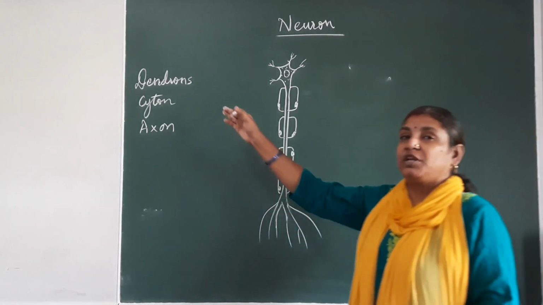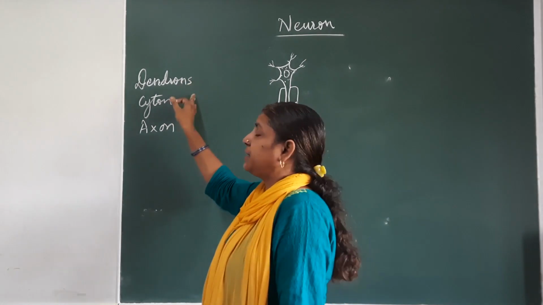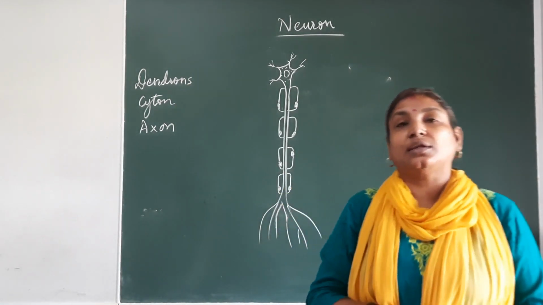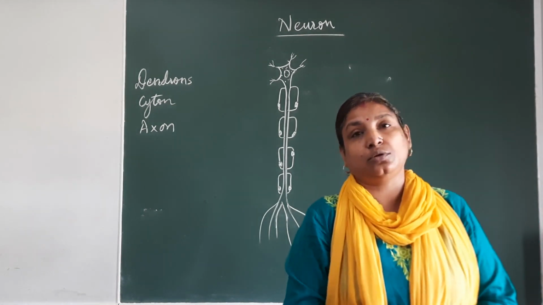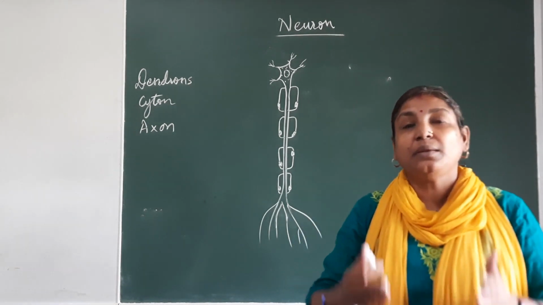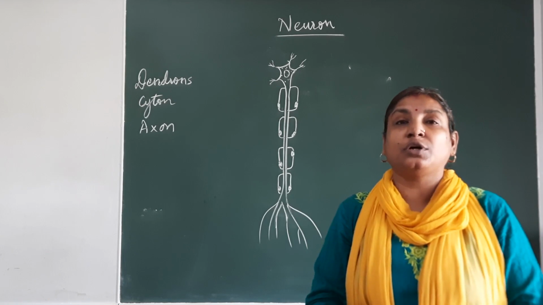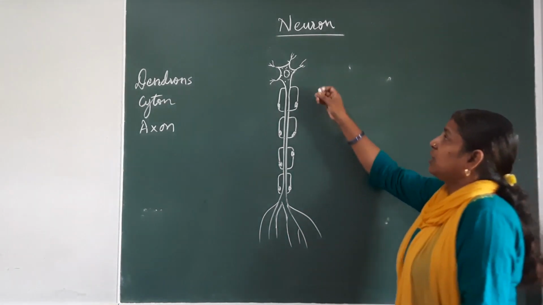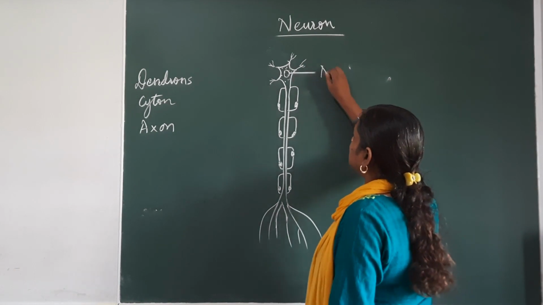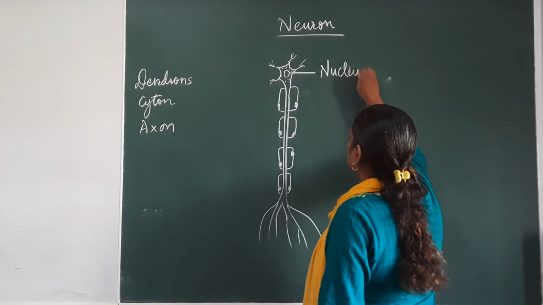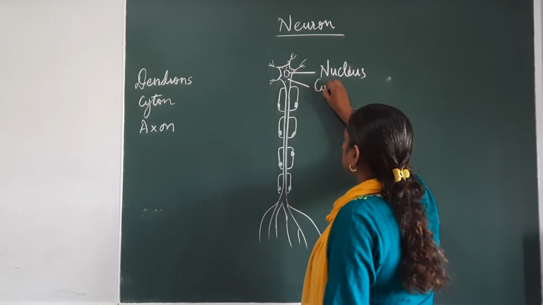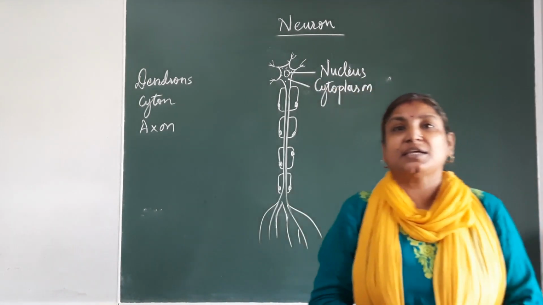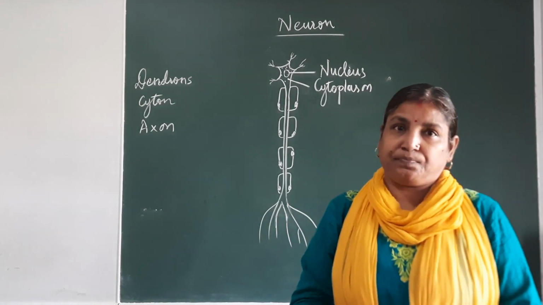It comprises of three parts, that is the dendron, cyton and axon. Dendrons and axons are the processes arising from cyton, and cyton is the main central body of the neuron. This cyton comprises of a distinct nucleus, cytoplasm, and specialized cells called Nissl's granules.